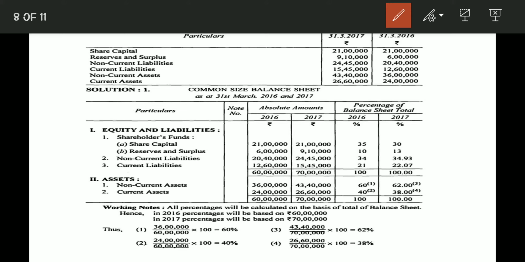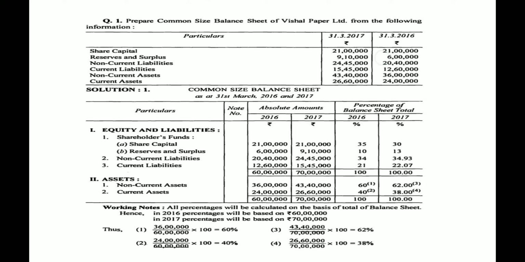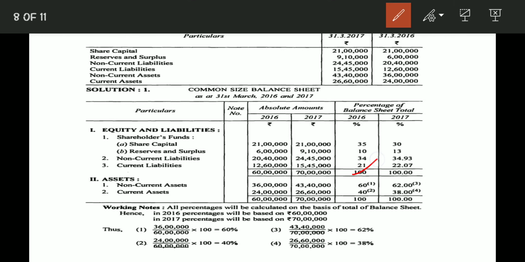Okay, and after that you should total the percentage and you find that it will equal 100. If it is not coming equal to 100, then there will be a mistake. So it is used as a verification, right?